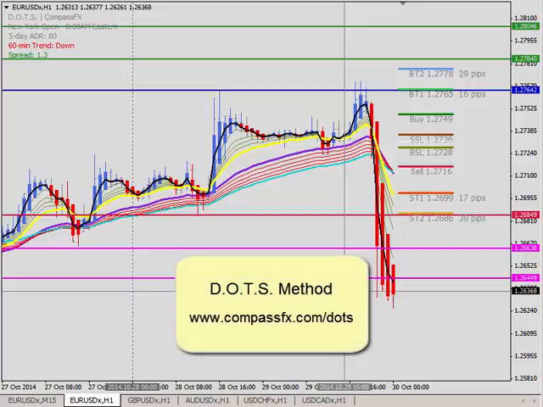Now for those of y'all who don't have the dots indicator, you might want to go over to www.compassfx.com/dots, learn more about the dots. And the next time we have a volatile announcement like the FOMC interest rate announcement, or any interest rate announcement for that matter, a GDP announcement, or maybe an employment announcement like non-farm payroll, take a look at yesterday's high, yesterday's low, and do some calculations to find a high probable target.